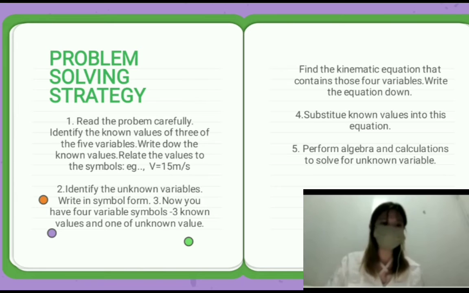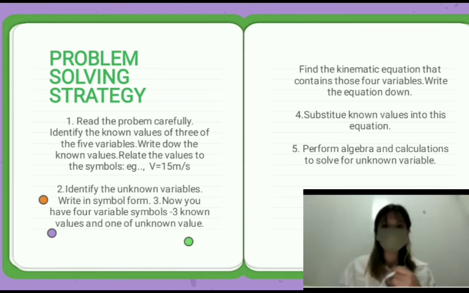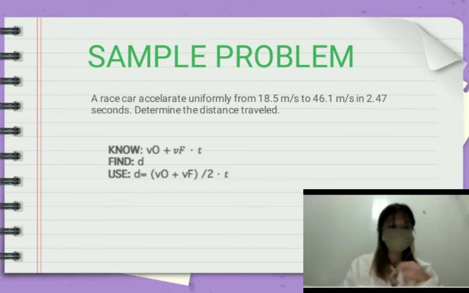Then you're going to substitute the known values into this equation, and you're going to use some algebra and some calculation to solve for the unknown variable. Sounds easy, right? But it isn't always. Well, let's give it a try. So here's our example problem, and we're going to use the strategies listed here on the right side of the slide.